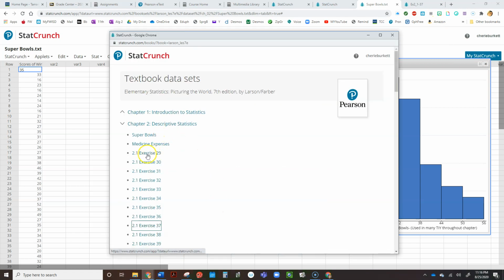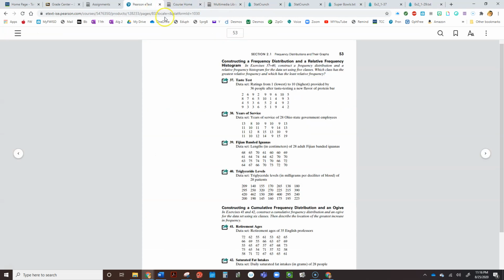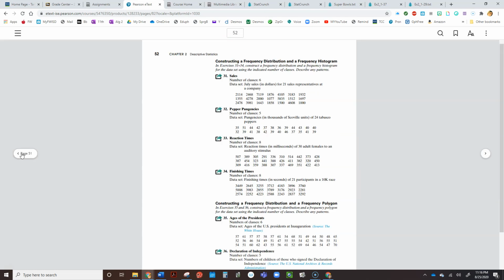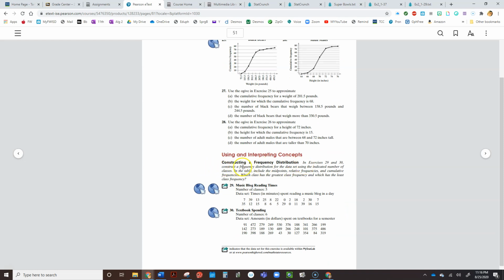Go back here. Let's try exercise number 29. See if that works any better. There, number 29 worked nicely. And if I can find the textbook again, I can go back a page or two and see what 29 wanted me to do with that data. Let's do one more. What did they say they wanted me to do? Oh, I'm over. I'm not supposed to go over 15 minutes. So this one says, construct a frequency distribution for the data set using the indicated number of classes. So while you don't actually have to do the histogram, they don't want you to draw the histogram, they want you to draw a table.